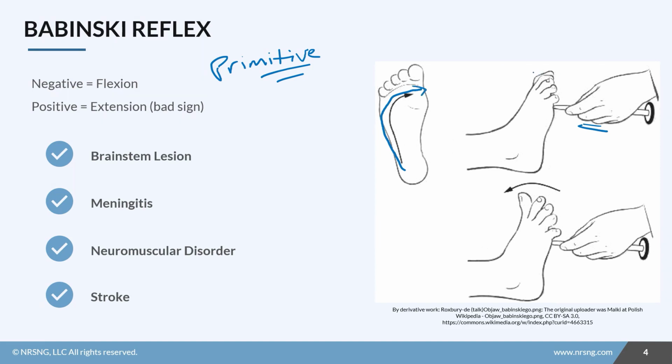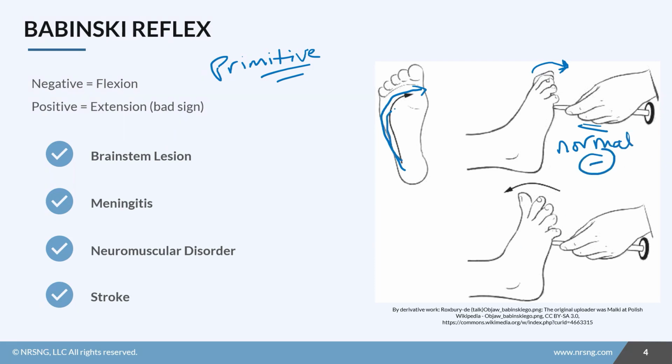And what you should see is like what you see here, where the toes are going to curl inward. If you remember when we talked about posturing, anytime something curls inward, that's like a protective measure. And so that would be a normal finding. This would be a normal expected finding. It would be considered a negative Babinski test.